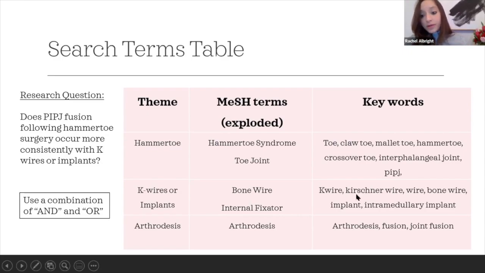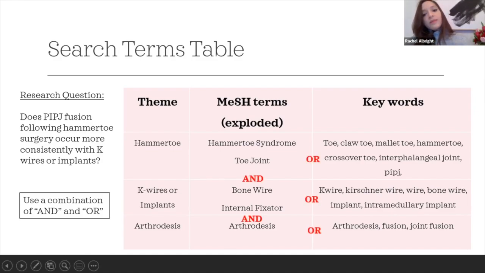And then your keywords are not going to be index terms. It's going to be the way that you as the author might describe this, but you're also trying to think of the way that all the other authors might describe it. That's why you want to get multiple people to look at this. Maybe someone else is going to come up with a term that you didn't think of. So you want this to be as comprehensive as possible.